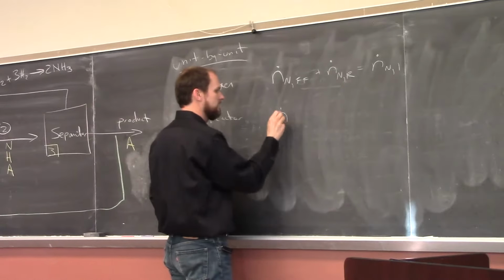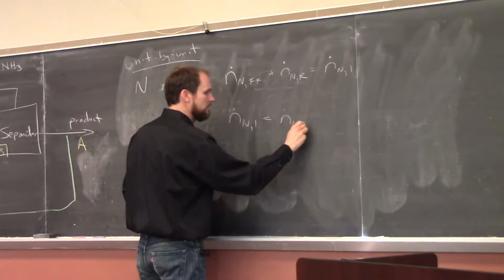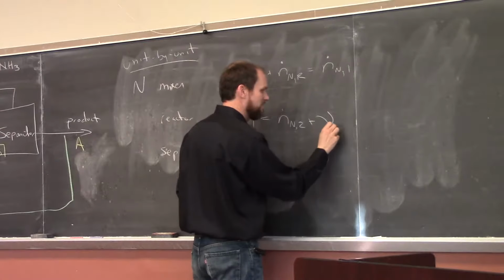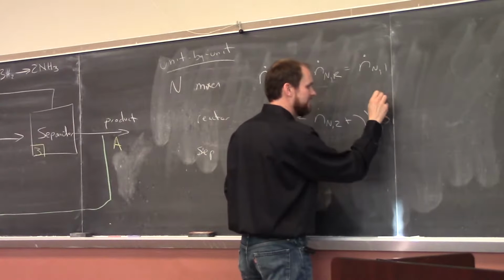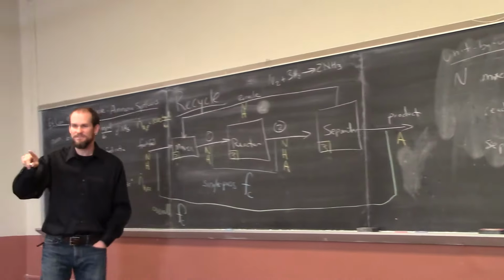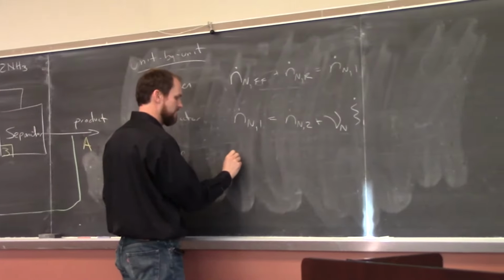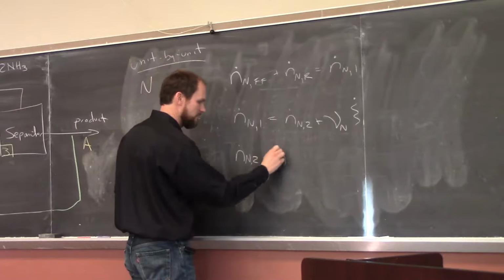N dot N1 equals N dot N2 plus the V, but I don't know what exactly. Mu, there we go, sorry. N2 C dot. Yeah. Great. Everybody agree over here? Okay, and Noah, what do you got for the separator? N dot N2 equals N dot NR.